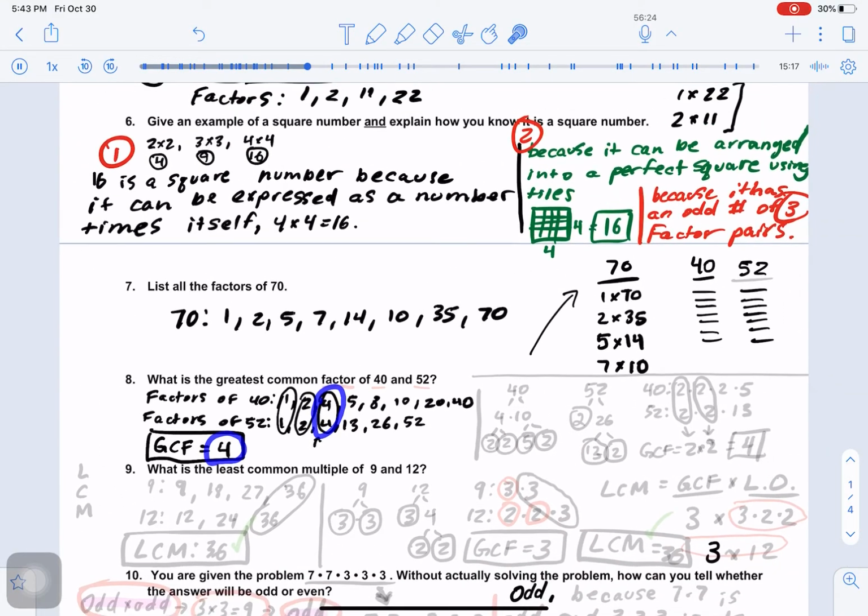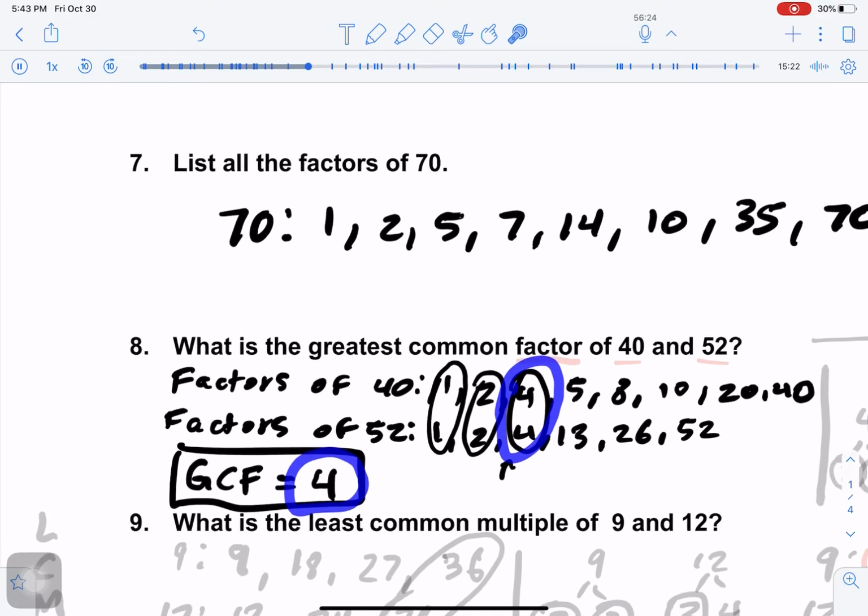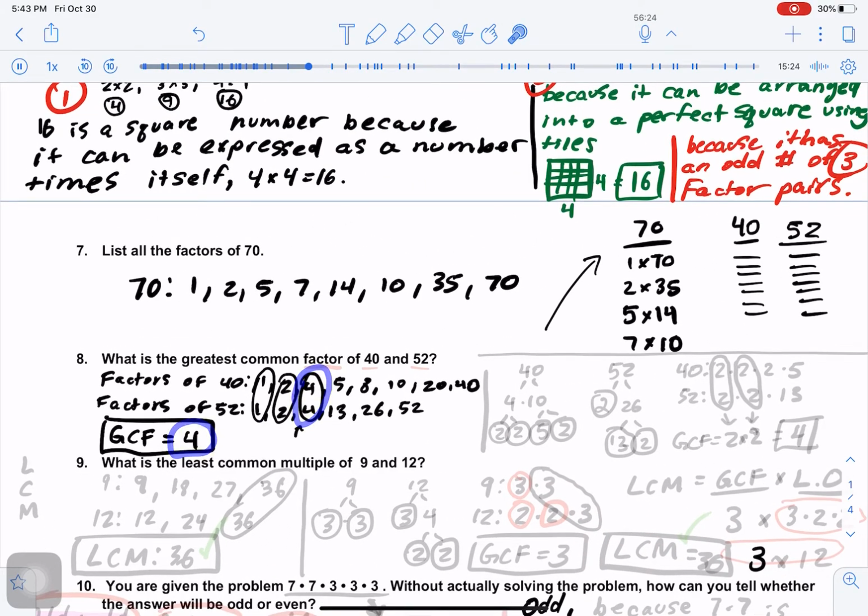Now keep in mind, what you don't want to do is accidentally list the multiples. If you are listing the multiples, you would be getting numbers greater than 40 and greater than 52. To make sure that you're finding factors, you have to remember that your factor pairs are all going to be smaller than the number itself. Okay?